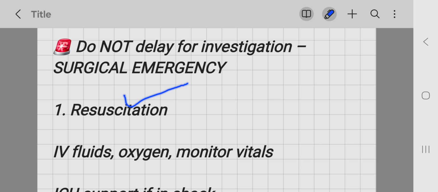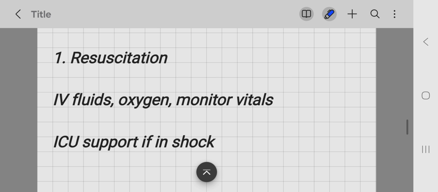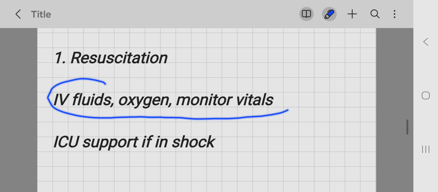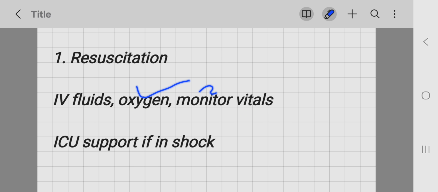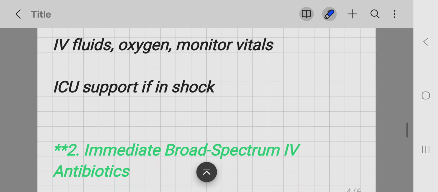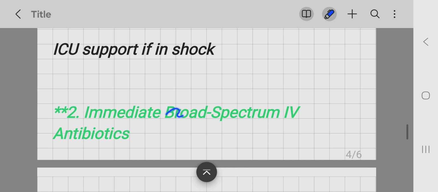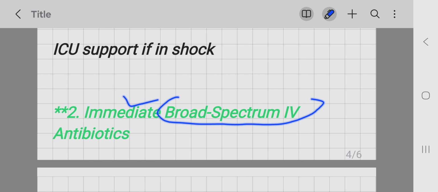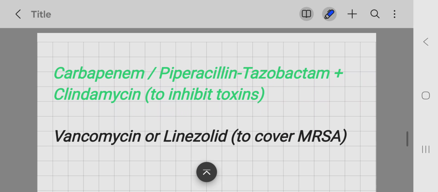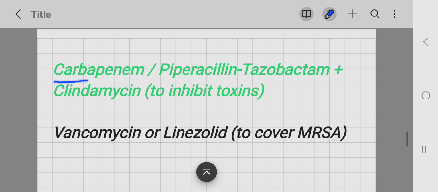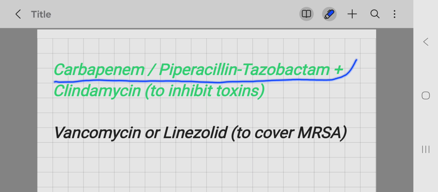First, you have to resuscitate the patient. If the patient is hypotensive, you have to give IV fluids. You should give oxygen and you have to monitor the vitals. Second thing is immediate broad spectrum antibiotics should be started immediately. These antibiotics include carbapenem and piperacillin tazobactam and also clindamycin.